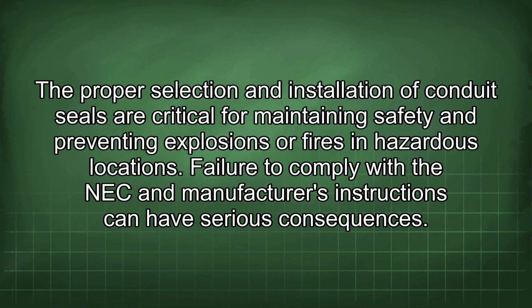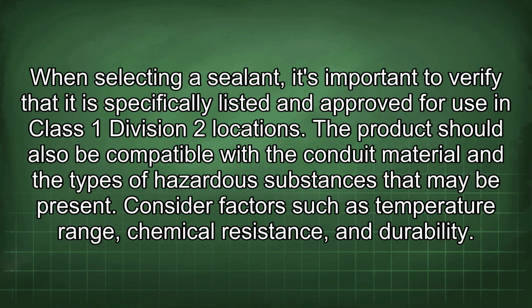The proper selection and installation of conduit seals are critical for maintaining safety and preventing explosions or fires in hazardous locations. Failure to comply with the NEC and manufacturer's instructions can have serious consequences. When selecting a sealant, it's important to verify that it is specifically listed and approved for use in Class 1 Division 2 locations. The product should also be compatible with the conduit material and the types of hazardous substances that may be present. Consider factors such as temperature range, chemical resistance, and durability.